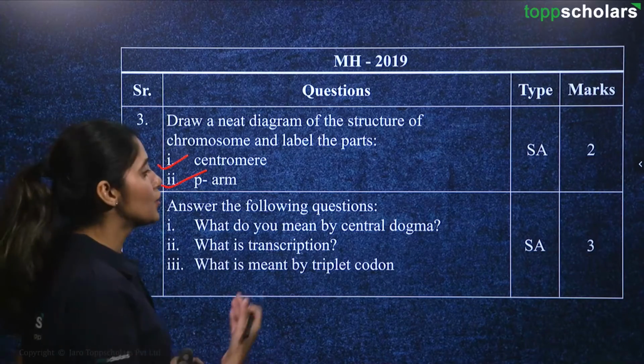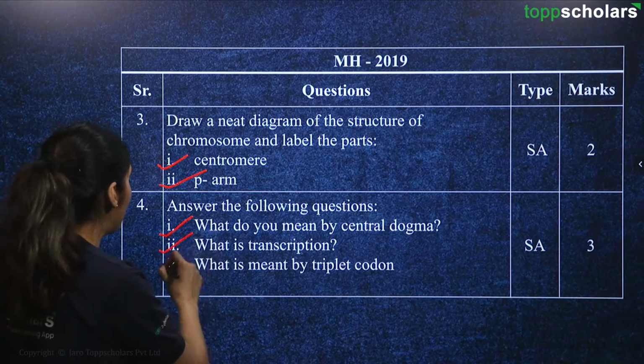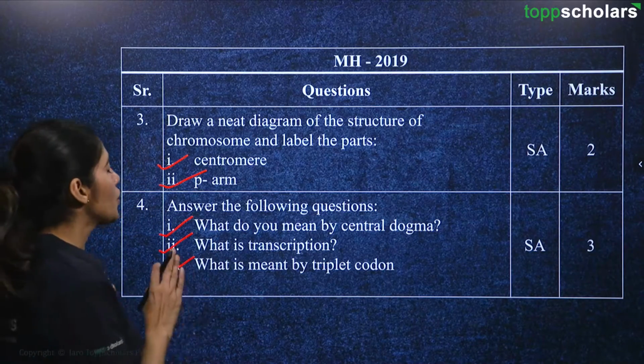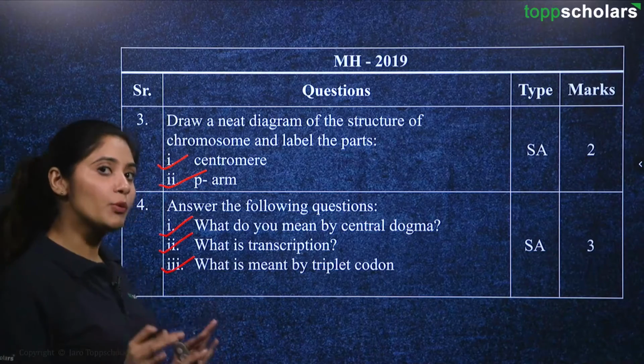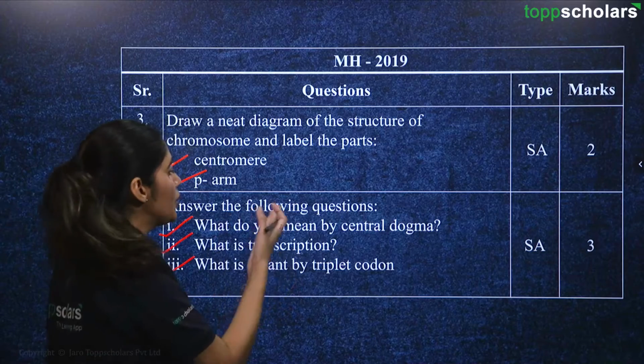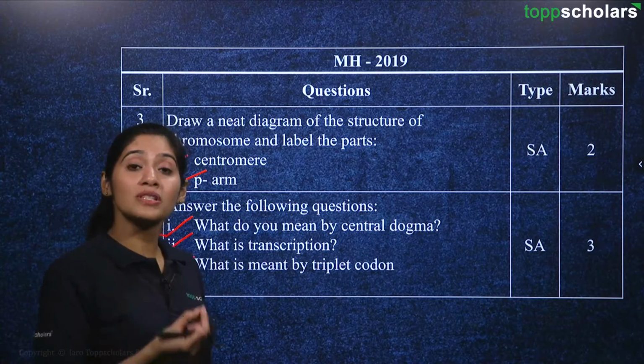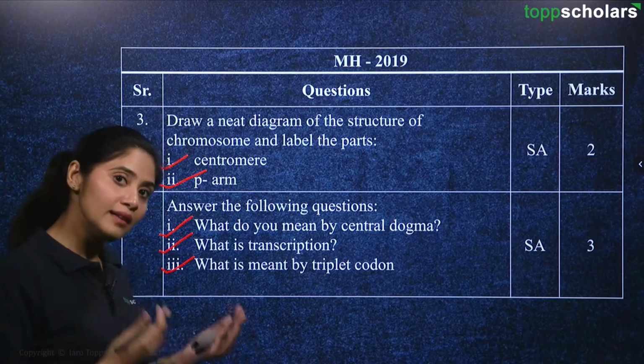Now let's go to the 3-mark question. It has 3 subparts as you can see. So you have to answer these 3 questions and it would carry 1 mark each. What do you mean by central dogma? That is the most basics of our life, right?